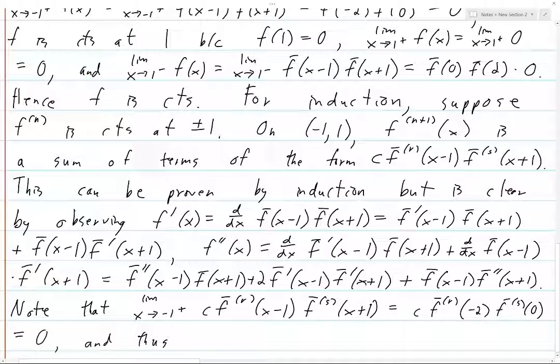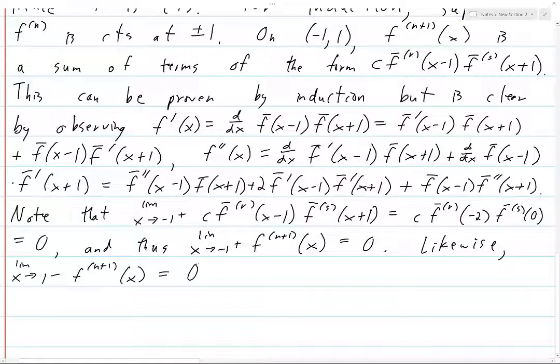Likewise, you can prove that the limit as x goes to positive 1 from the left of the n plus 1 derivative of f is going to be 0, because it has terms of the form c f bar r, x minus 1, f bar s, x plus 1, which tend to c f bar r. Now as x goes to positive 1 from the right, we get 0, and we get positive 2. And so this middle thing here, the rth derivative of f bar at 0, is going to be 0, and so this is going to be 0.